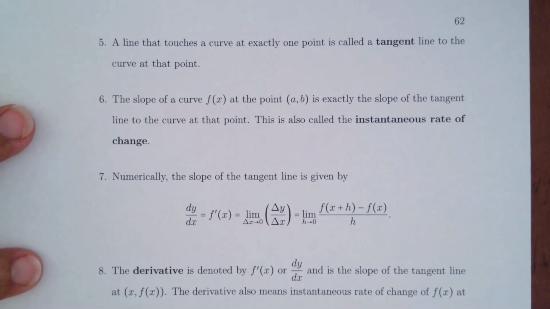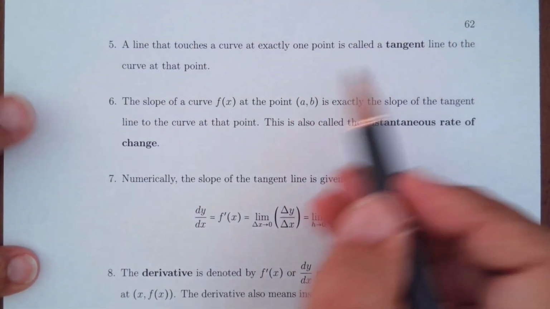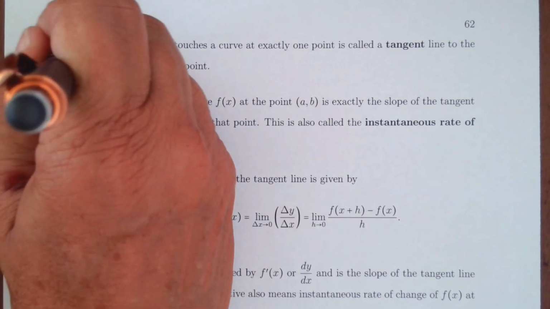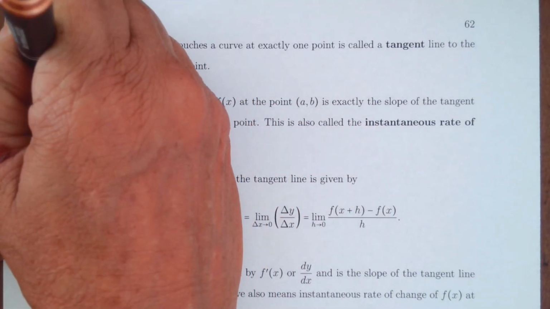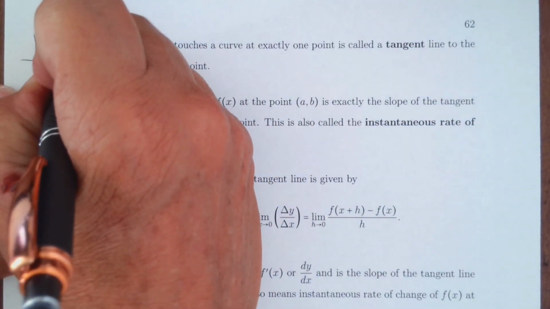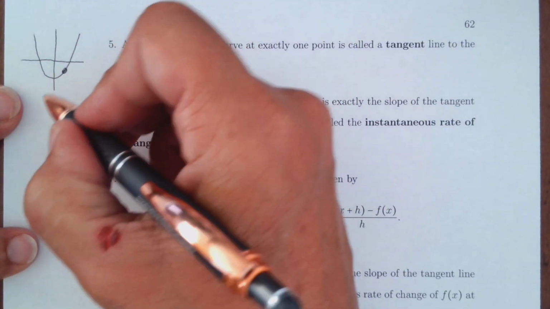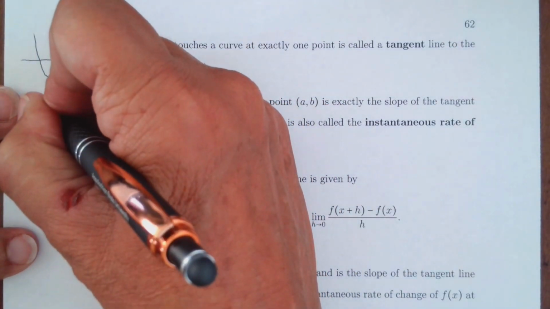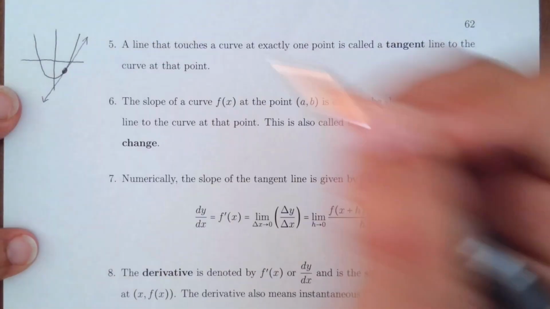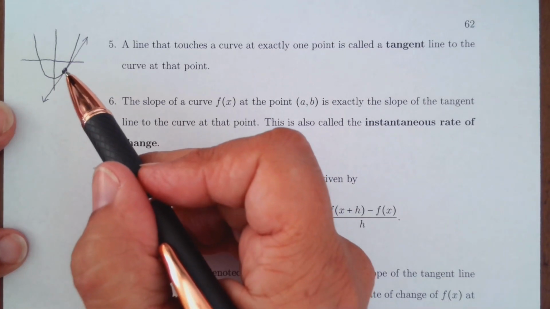Number 5 says, a line that touches a curve at exactly one point is called a tangent line to that curve. Okay, so again, same parabola, or as close as I can get to what I drew on the last page. But if I only gave you one point and asked you to draw a line that just touches there, that line would be right here. That's called a tangent line. It only touches the curve in one point.